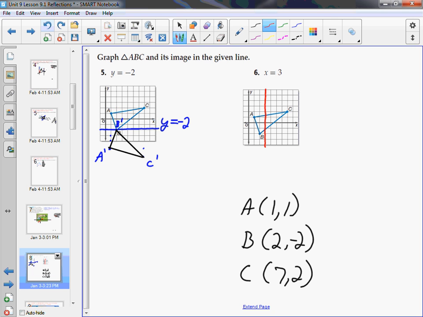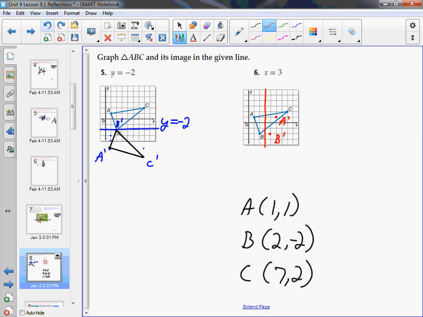And then let's reflect each point. A is 2 spaces away from the line of reflection. So where's A prime go? 2 spaces on the other side of the line of reflection. So there's A prime. B is 1 space away from the line of reflection. So B prime is 1 space on the other side.